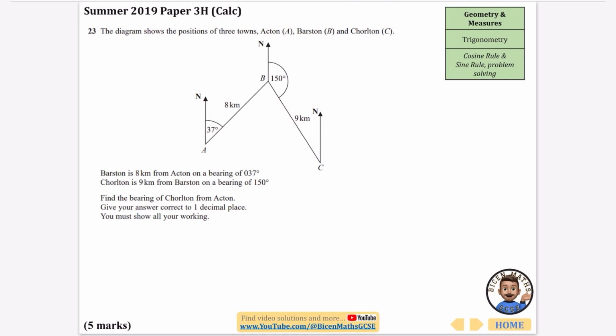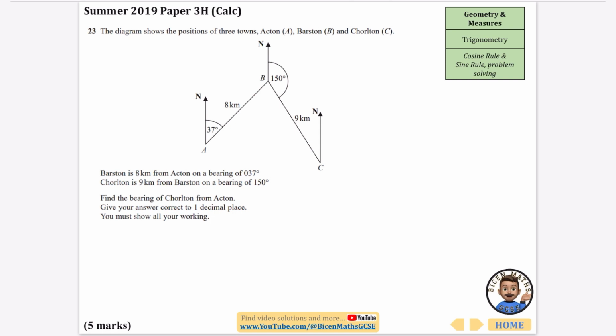Okay, we have now got a bearings kind of question, but it is basically just a trig one. If it's question 23, it's likely to be sine and cosine rule. It's so late in the exam paper. So it says that Barston is 8 kilometres from Acton on a bearing of 37. Chorlton is 9 kilometres from Barston on a bearing of 150. Find the bearing of Chorlton from Acton.